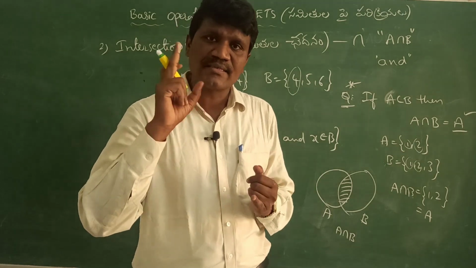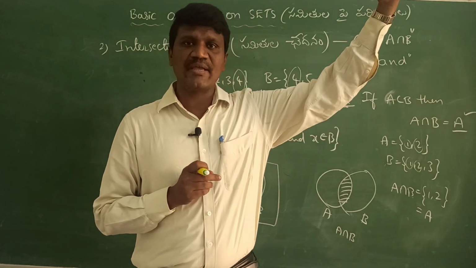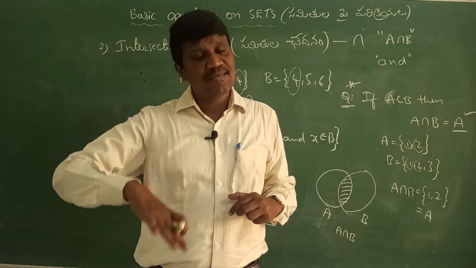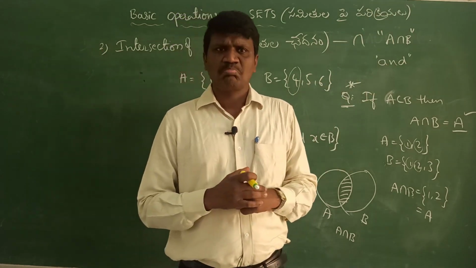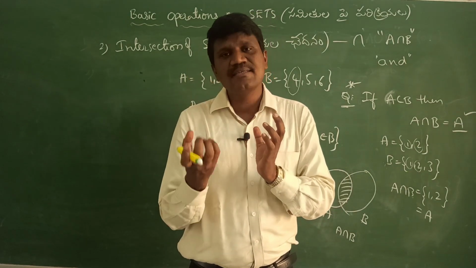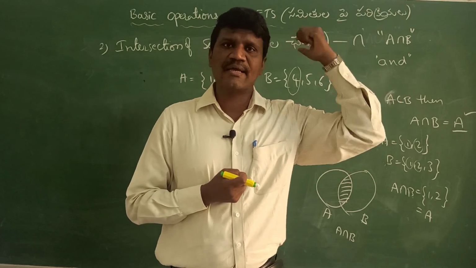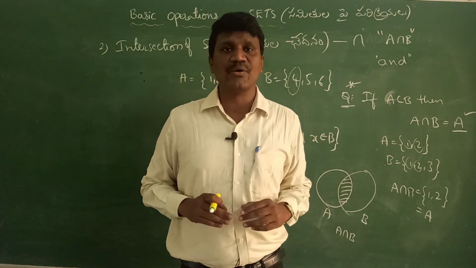If A is a subset of B, then A union B is the bigger set B. A intersection B is the smaller set A. Because A is a subset of B, right? So intersection means the smaller one. Union means the bigger set. So this you should note down.